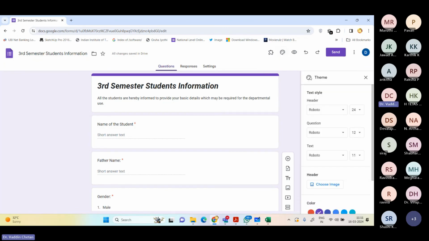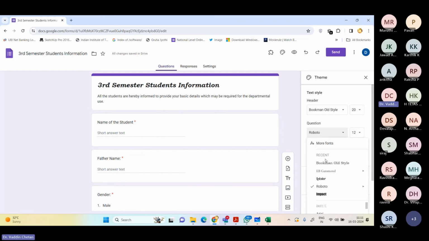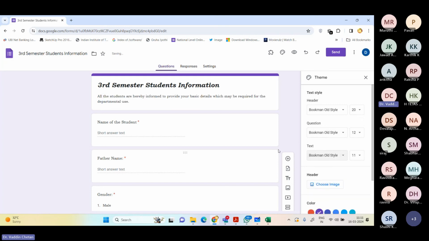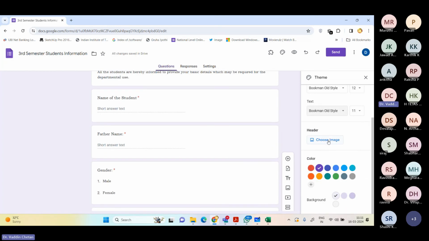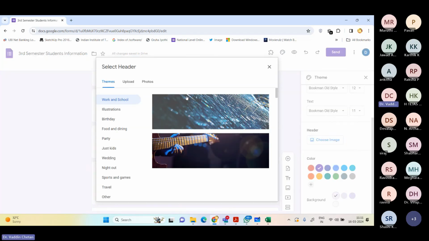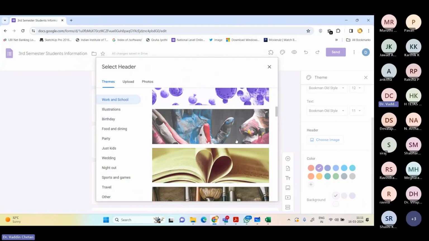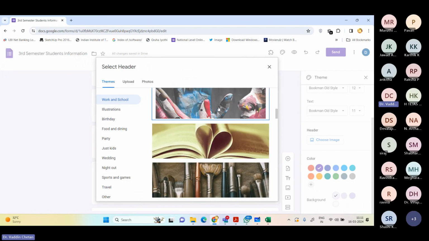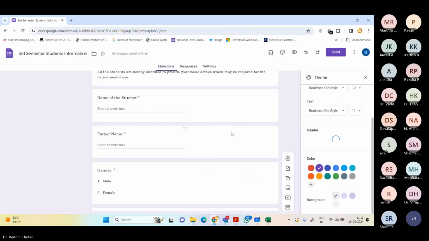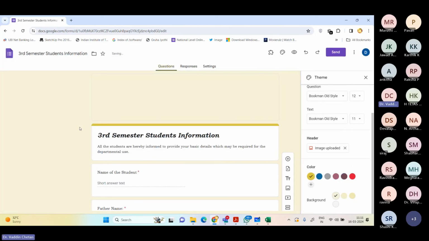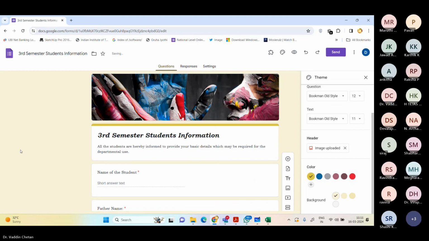I can go with the customize theme option, right? I can choose the header font, header size. Question also I can make it as Bookman Old Style, and text also I can make it as Bookman Old Style, right? Header image, choose. You can choose from the database which is available, or if you wish you can upload it. I will choose this image, right?